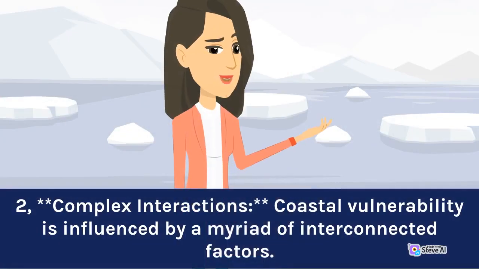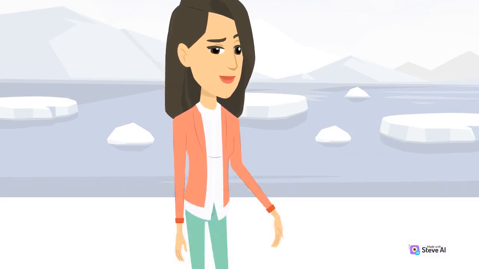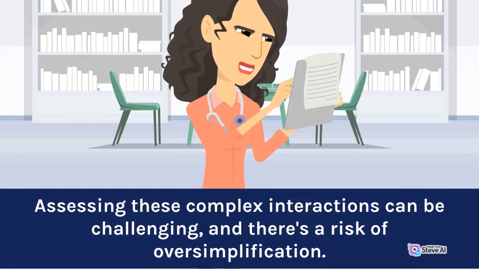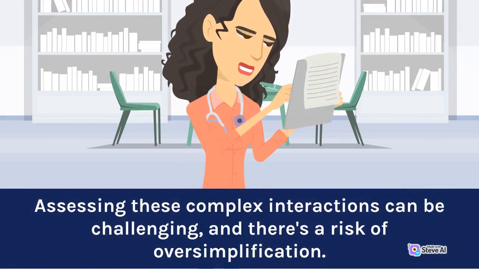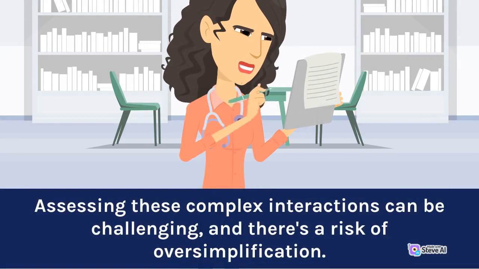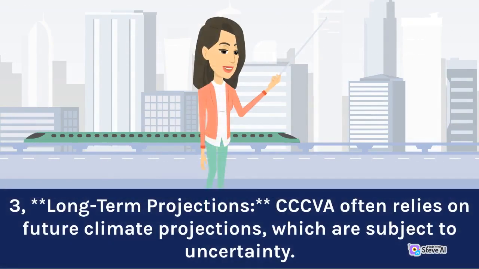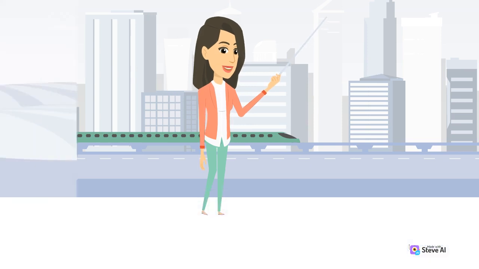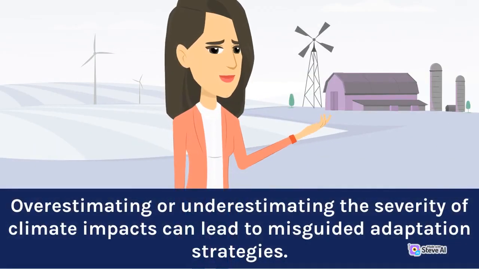2. Complex interactions. Coastal vulnerability is influenced by a myriad of interconnected factors. Assessing these complex interactions can be challenging, and there's a risk of oversimplification. 3. Long-term projections. CCCVA often relies on future climate projections, which are subject to uncertainty. Overestimating or underestimating the severity of climate impacts can lead to misguided adaptation strategies.